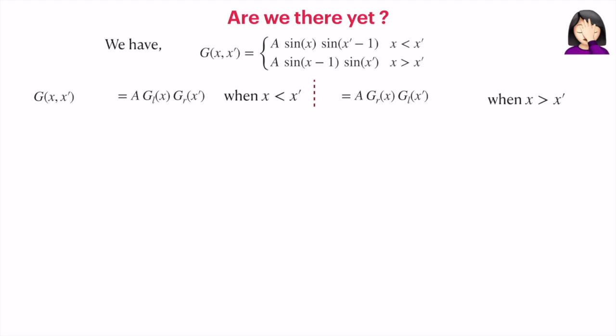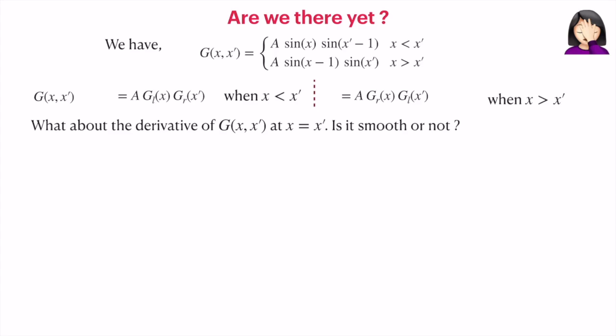In this case, we have matched both solutions, that is, the value of the left hand solution and the right hand solution match at x equal to x prime. However, the question is what happens to the first derivative of g, that is, the Green's function, at x equal to x prime. Is it smooth, or is there some problem because of the delta function? We have not yet answered that. Let's have a look at it.